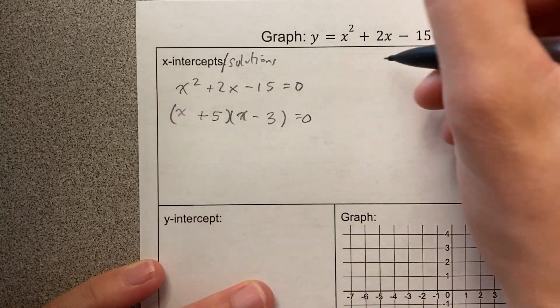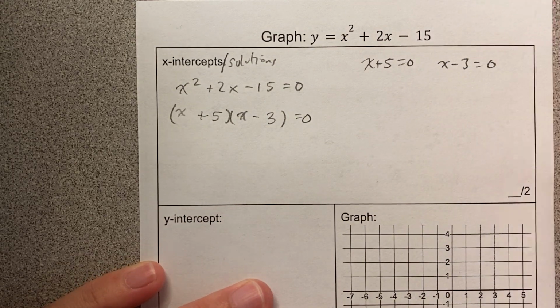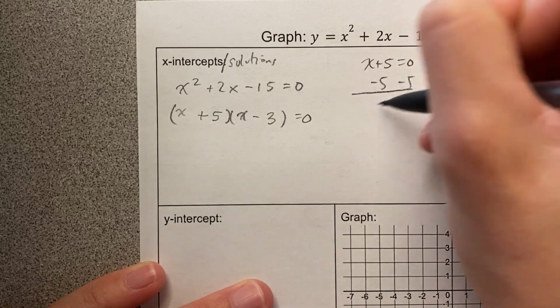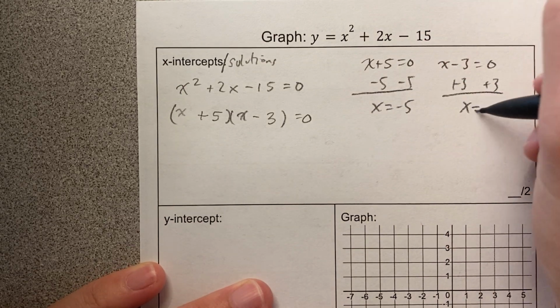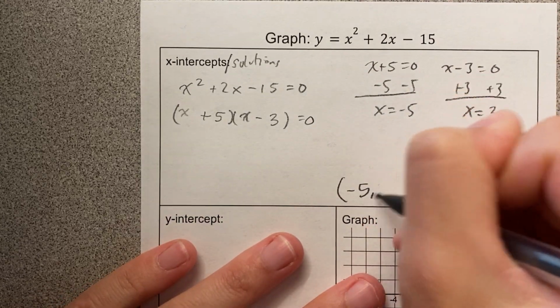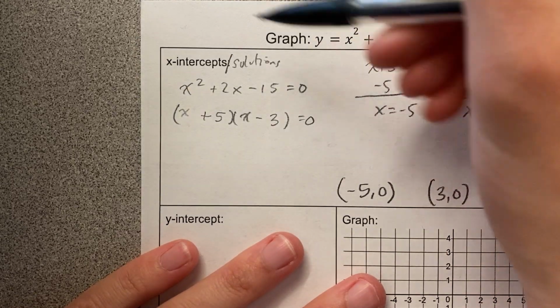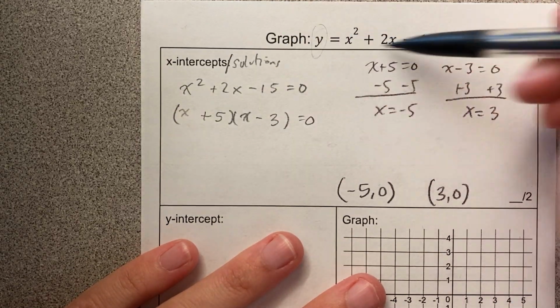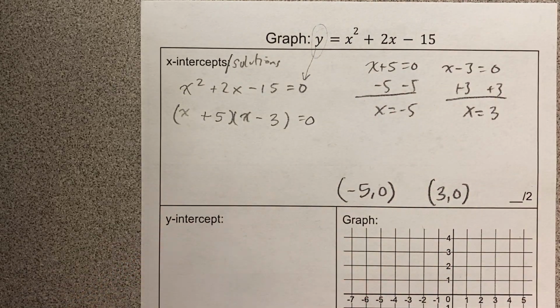Okay, so then I solve, right? Either x plus 5 equals 0 or x minus 3 equals 0. I'm going to subtract 5 and add 3. And so my two x-intercepts are negative 5, 0, and 3, 0, right? Like this, look, this was y equals all this. I plugged in 0 for y. That's how I find x-intercepts, always.